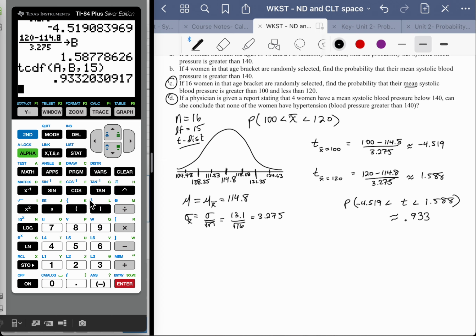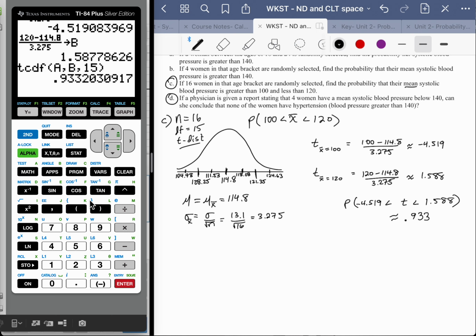Part D is the conclusion part of it. If a physician is giving a report stating that 4 women have a mean systolic blood pressure below 140, can she conclude that none of the women have hypertension or a blood pressure greater than 140? So that's one question that could be asked.